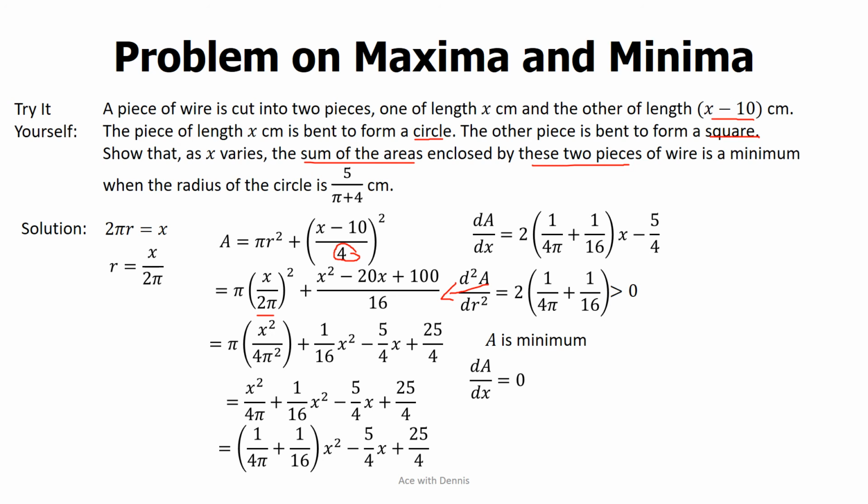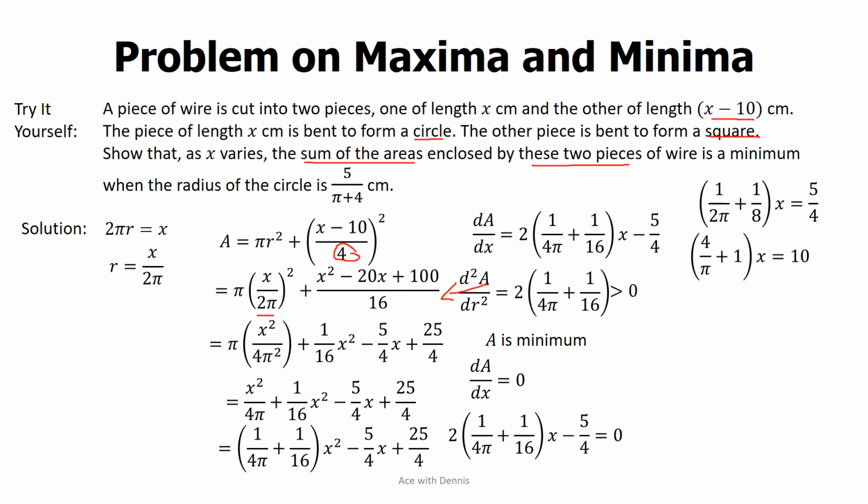Now, we let dA over dx equal 0, which means 2 bracket 1 over 4 pi plus 1 over 16, times x, minus 5 over 4 equals 0. And we want to solve this equation. Hence, 1 over 2 pi plus 1 over 8 times x equals 5 over 4. Alright, so we times 8 for both sides. Then we get 4 over pi plus 1, times x, equals 10. Or 4 plus pi over pi, times x, equals 10. Hence, x equals 10 pi over 4 plus pi.